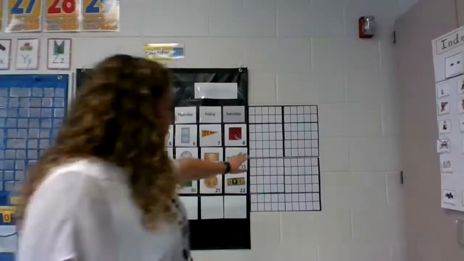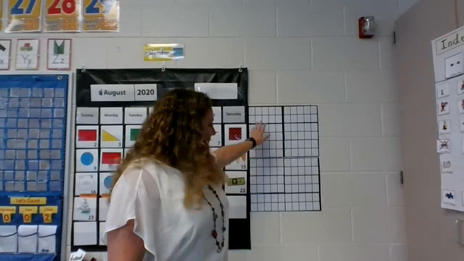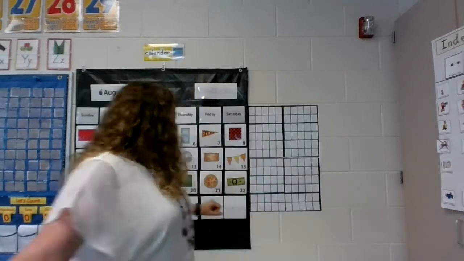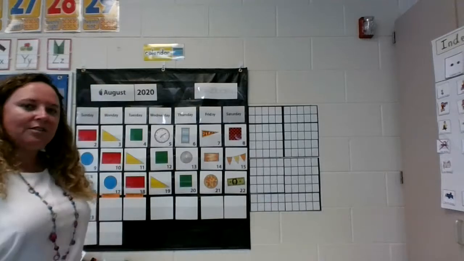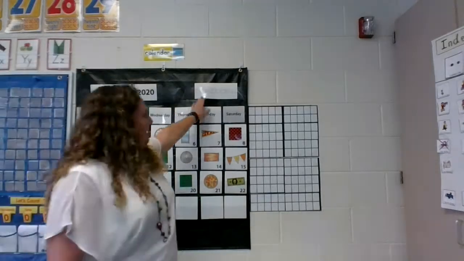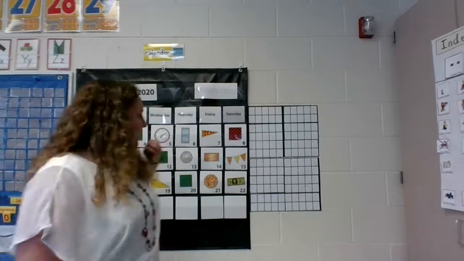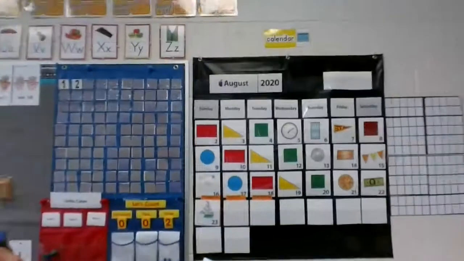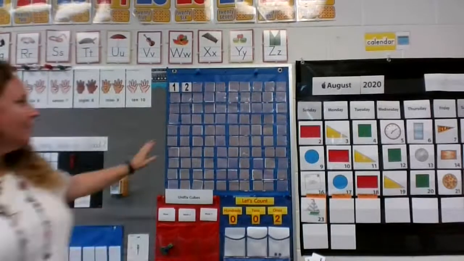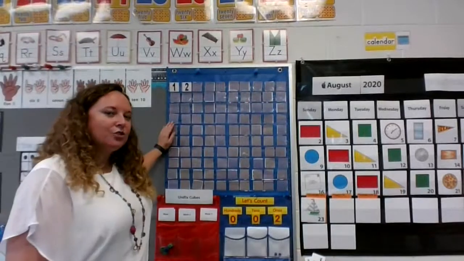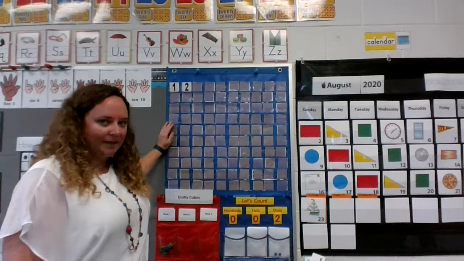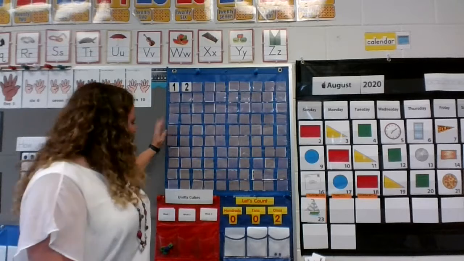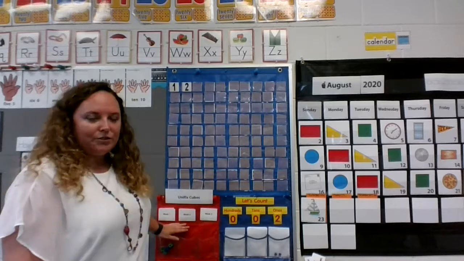So right here behind me, these are our 10 frames. And I think I have at least 100 up here right now. This right here is our calendar. There's always a pattern. You can't really see it right now, but our pattern clue is always up there. And then there's always some sort of picture on those. Moving over a little bit, this right here is our hundreds pocket chart. Every day that we are here, we will reveal the next number and it will represent how many days we've been in school.